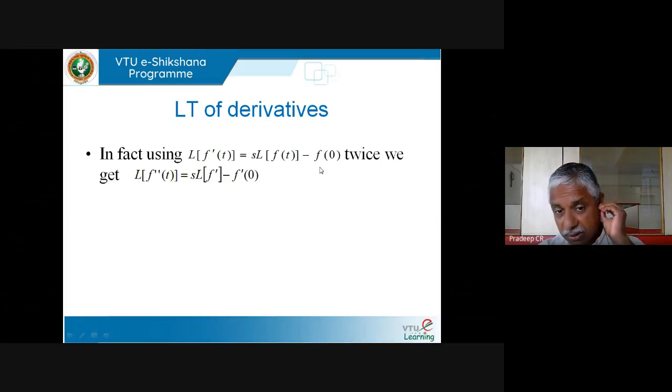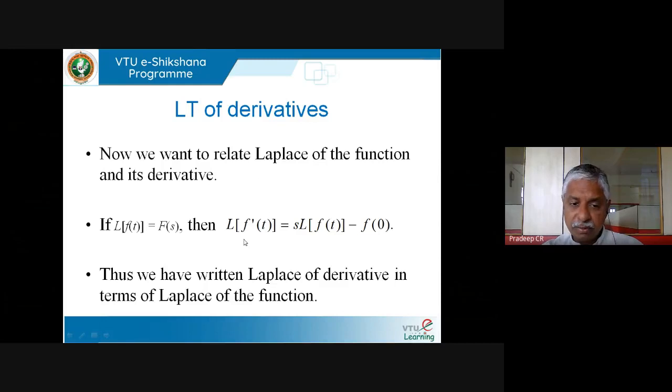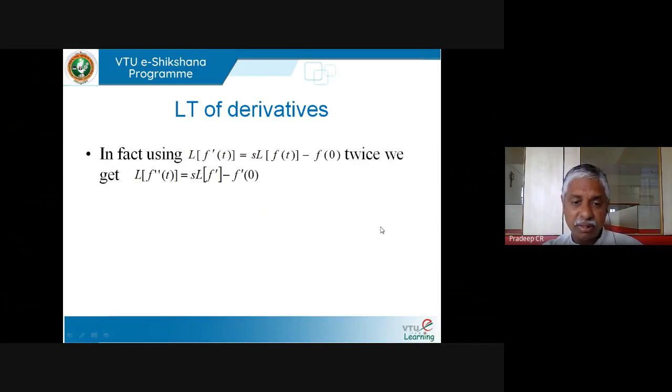That means I want to find L of f double dash t in terms of L of f t. So first I will take f itself to be f dash. In this formula, what you saw here, we take f to be f dash. So then L of f dash dash t, that means f double dash t, is s L of f t minus f dash 0. Replace f by f dash, you will get this formula. L of f double dash t is s times L of f dash minus f dash 0.